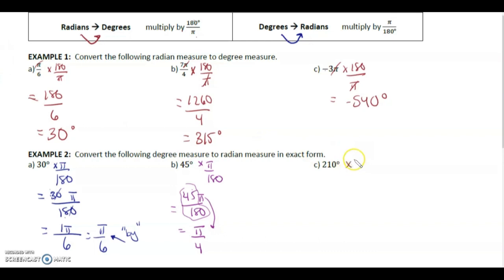And 210 times pi over 180, of course, that's going to be 210 pi over 180. But if you put 210 over 180 in your calculator, it is going to be 7 pi over 6.